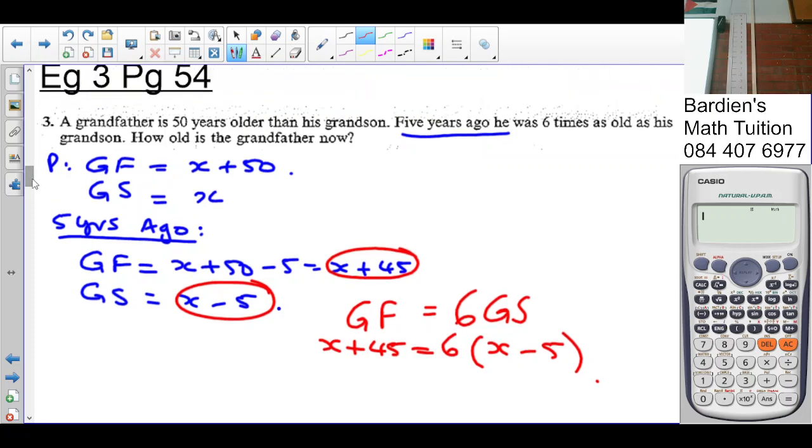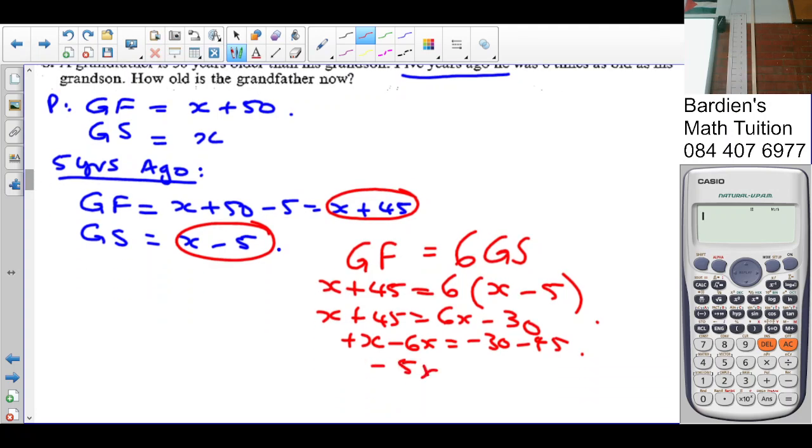So that is simply going to give us x plus 45 is equal to 6x minus 30. X is one side, numbers the other side. So it's x minus 6x is equal to minus 30 minus 45. Which now gives us minus 5x is equal to negative 75. Divided by minus 5 both sides.